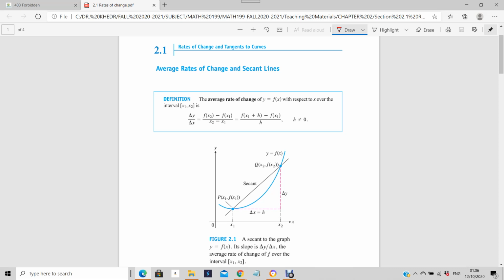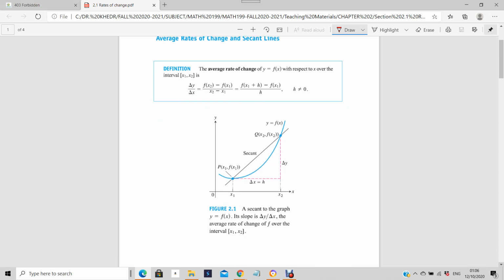Remember that h is the difference between the 2 points, x1 and x2. And f of x1 is the value of the function at x1. f of x1 plus h is the value of the function at the second point x2. Okay. So this is called the average rate of change.